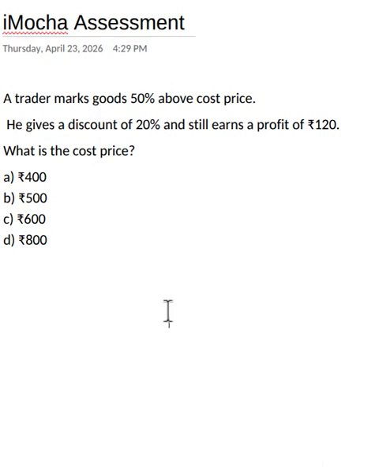A trader marks goods 50% above cost price. He gives a discount of 20% and still earns a profit of 120. This is the information that we have. So 50% above the cost price, he gives a discount of 20% and still earns a profit of 120. Now what is the cost price? 400, 500, 600, 800. Now let's assume, let the cost price be x. Okay, we have got this.